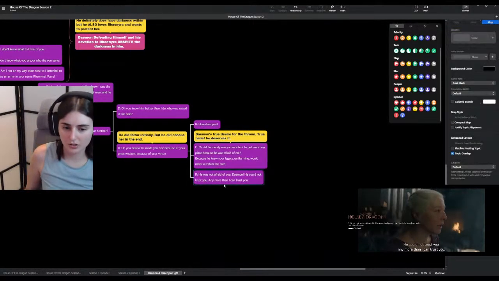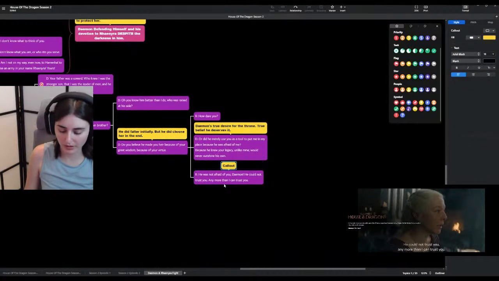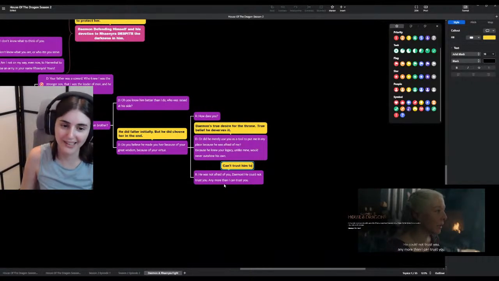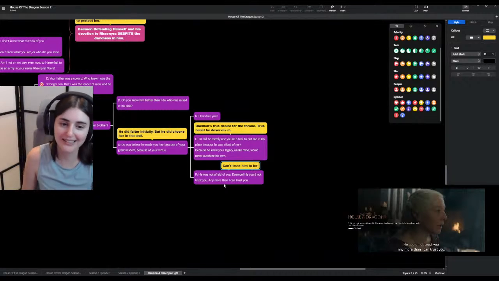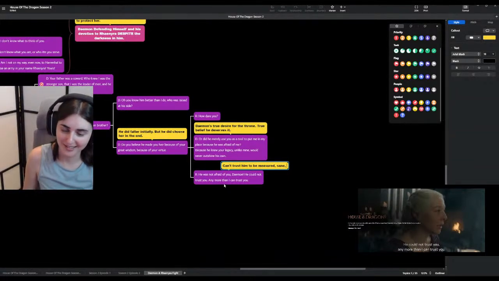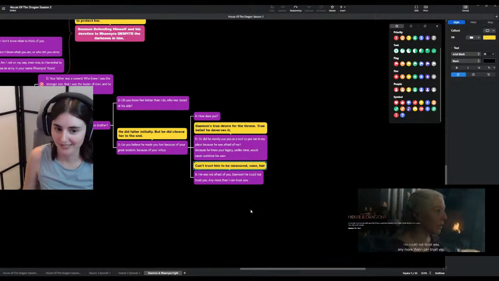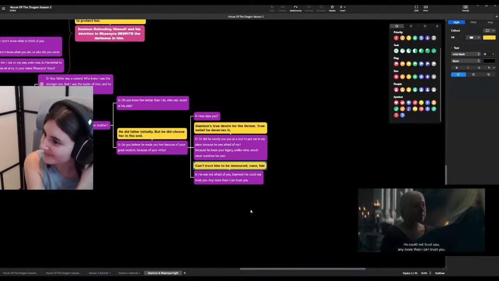She's saying he could not trust you, but I think it would be better if she actually just said, can't trust him to remain consistent or to be sane. Measured. Sane. Fair. Any more than I can trust you.